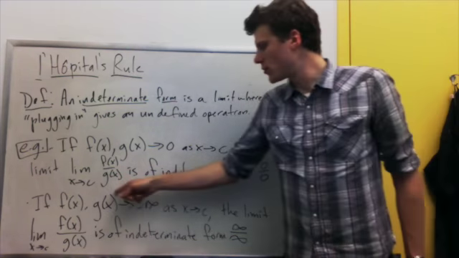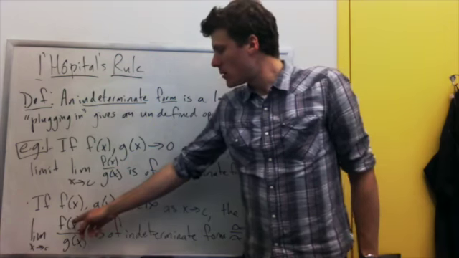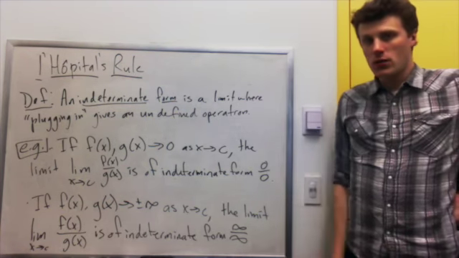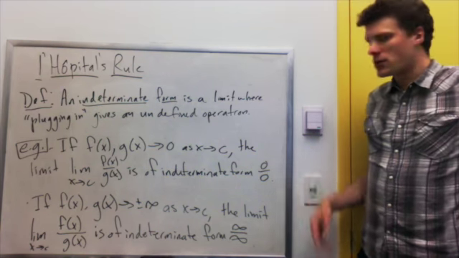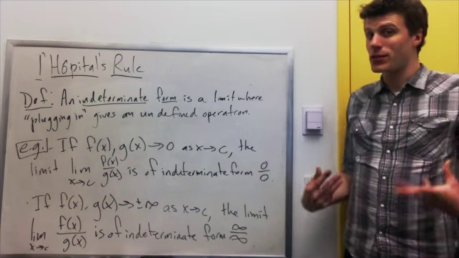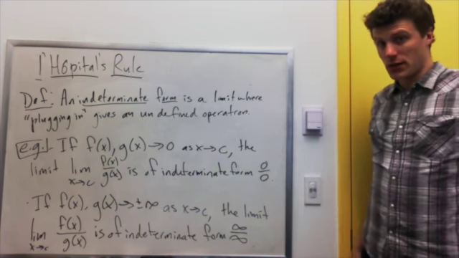Or if I have two functions which are going to plus or minus infinity at some limit, the limit of f over g is of indeterminate form infinity over infinity. 0 over 0 is undefined, can't divide by 0. Infinity over infinity is undefined, that just doesn't make arithmetic sense. So we need something else to be able to deal with limits that look like this.